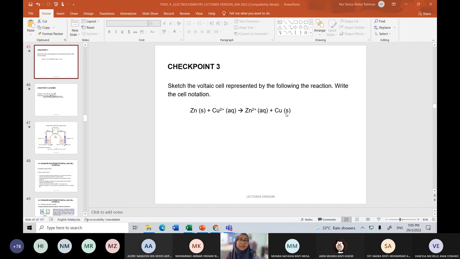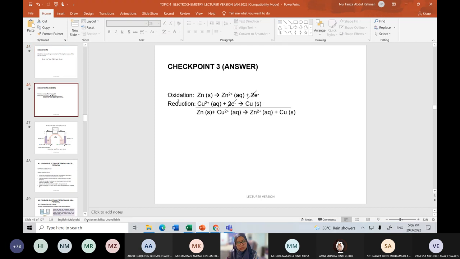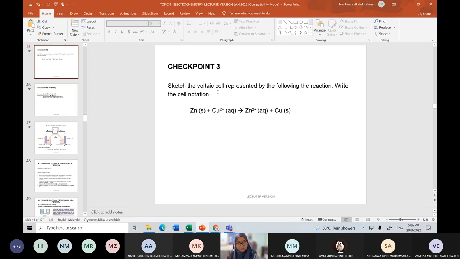So, therefore, it can be an electrode too. Okay. Alright. So, what is the question asking? Sketch the voltage cell. Then write the cell notation. Okay, write the cell notation.